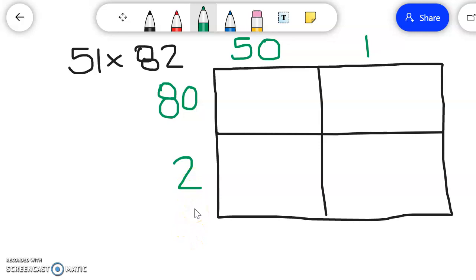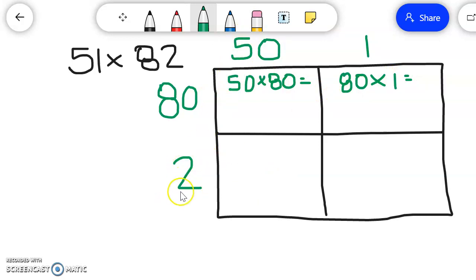So now I'm ready to set up my multiplication facts in each box. My first box would be 50 times 80. Okay, so 50 times 80. So now I'm going to distribute the 80 to the 1. So my second box is 80 times 1, okay? And I like to put little equal signs to make little equations, okay?